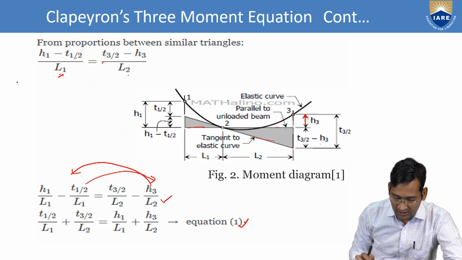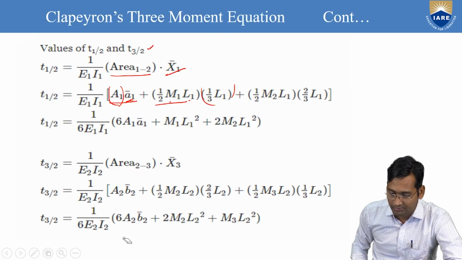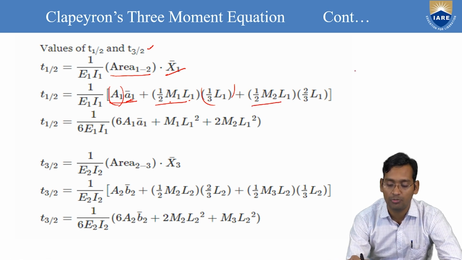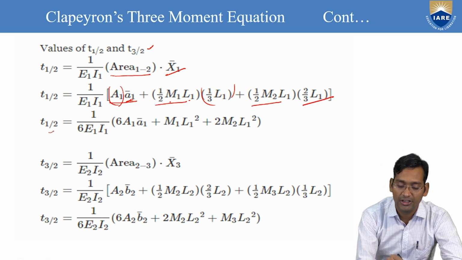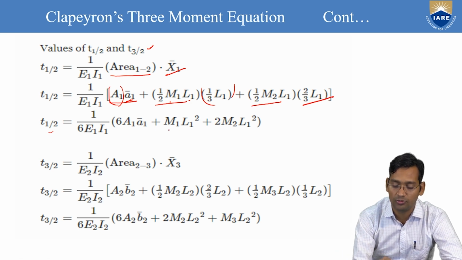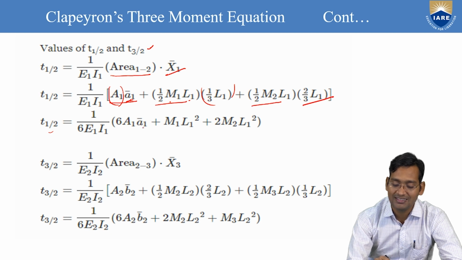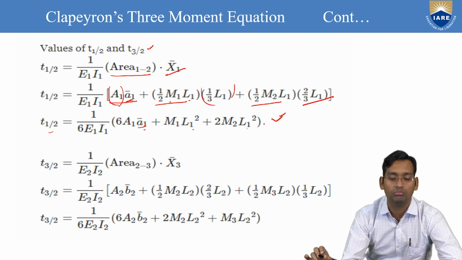Similarly for this smaller triangle, it will be half M2, the distance is the same L1, into 2/3 L1 from the opposite side. Now simplifying. After simplifying, we get 1 by 6, with 6 multiplied. So T1 to 2 will be equal to 1 by 6 E1 I1 into 6 A1 x1 bar, where x1 bar is where the center of gravity lies, plus M1 L1 square plus 2 M2 L1 square. So this is T1 to 2.